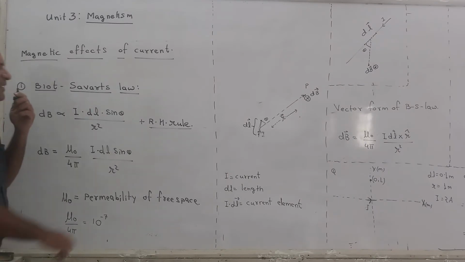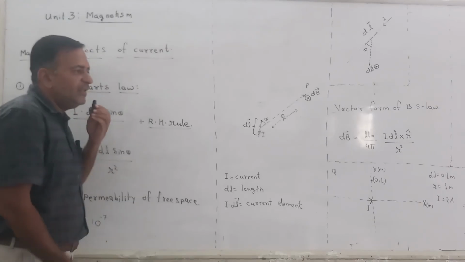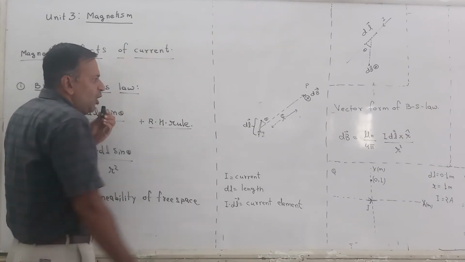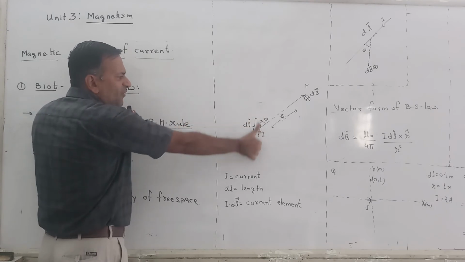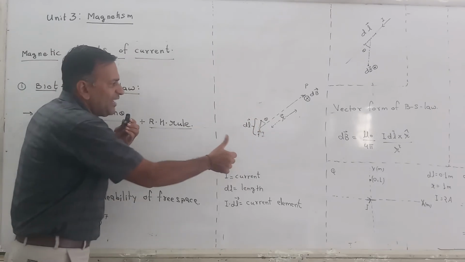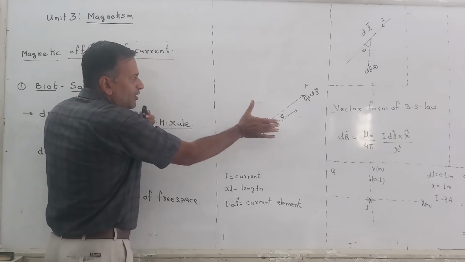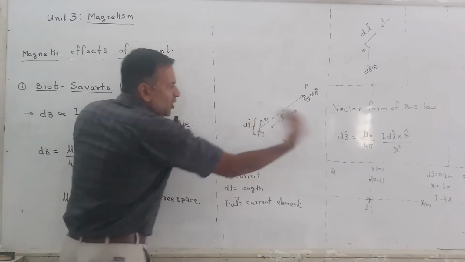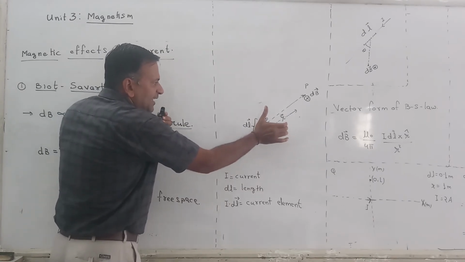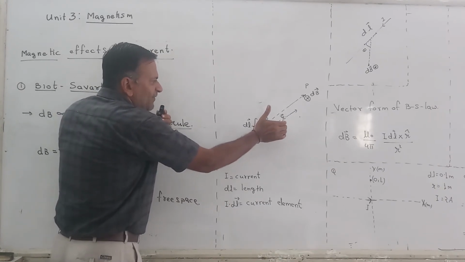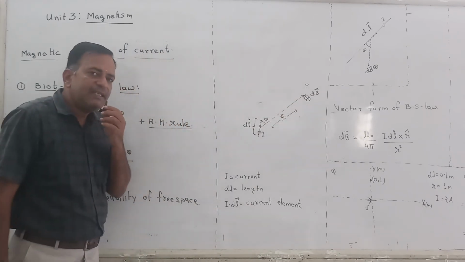How to find it? See, right hand rule, very simple. What you have to do? Take your right hand and put the thumb of your right hand in the direction of current, and you just have to fold the fingers. Okay, where is point P? Point P is on this side. So when I move my fingers this side, my fingers are pointing inward direction. So the direction of dB is inside.